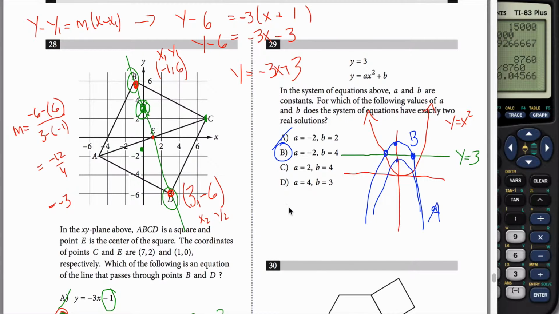To show you that C and D don't work, if b equals 4, here's my vertex again, but when a is positive, this thing opens upward. So I get this looking graph that doesn't intersect the green in two places. That ain't the answer. And for D, b equals 3, so my vertex is right here on the line. a is positive, so it still opens upwards, so I look like this. It intersects, but only at exactly one spot, not two, so that can't be the answer either. My answer would be B.